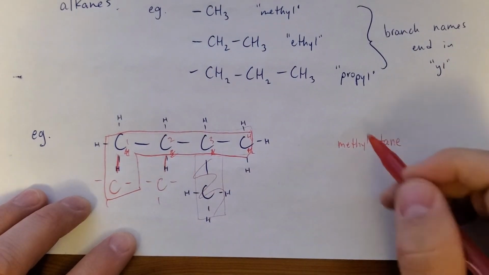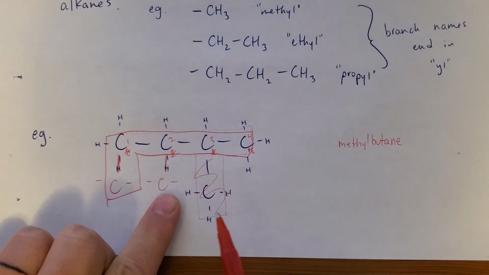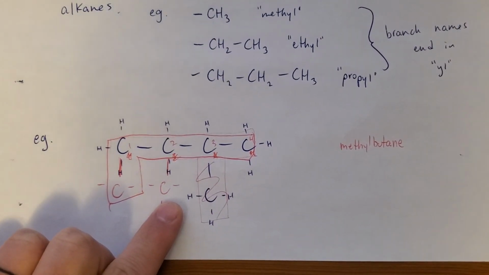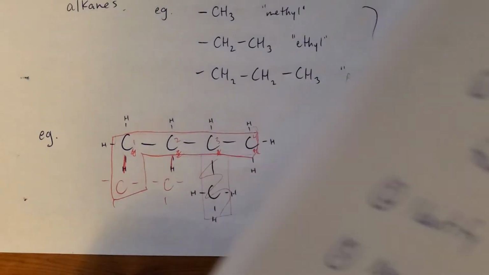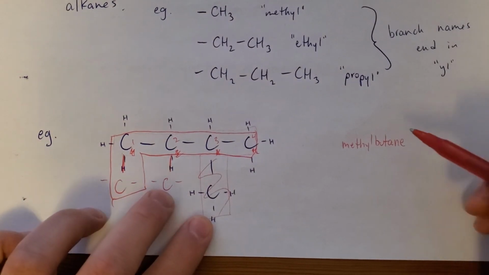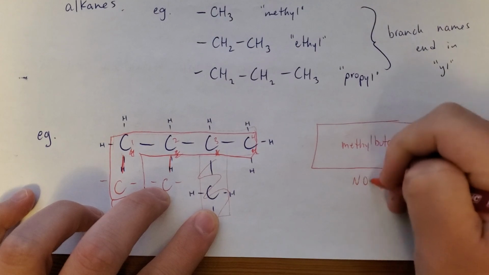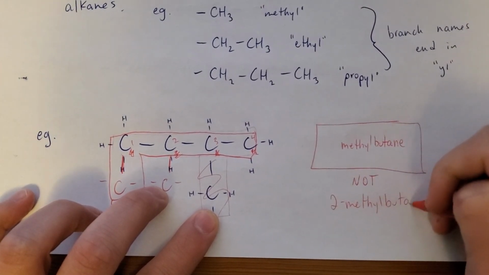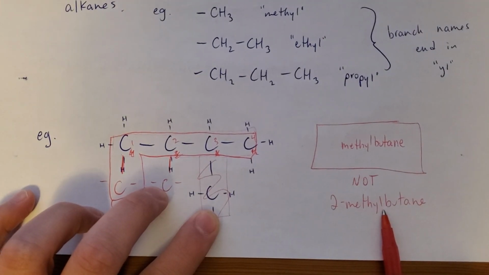So in the end, we just found out that a branch here and a branch here results in identical structures. That means we don't have to put the number of the location because there's only one possible place for a methyl branch on butane. This is the answer. It is not 2-methylbutane. And again, it's because that's the only type of methylbutane. It has to be located on number 2.